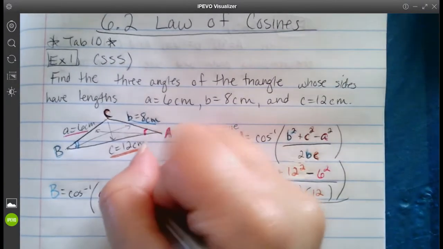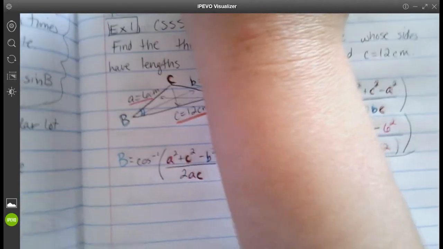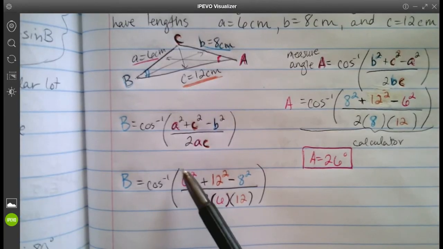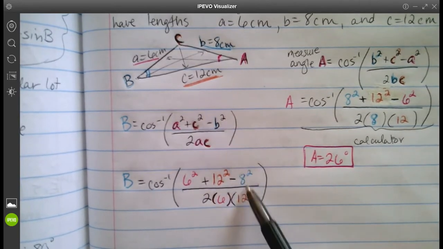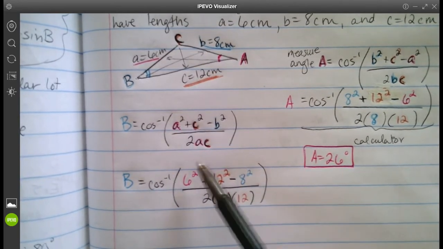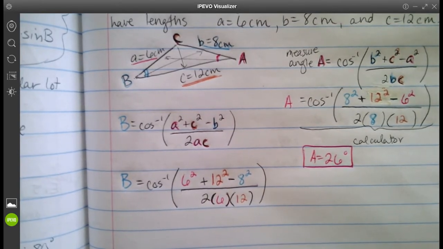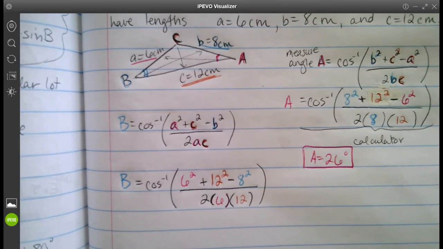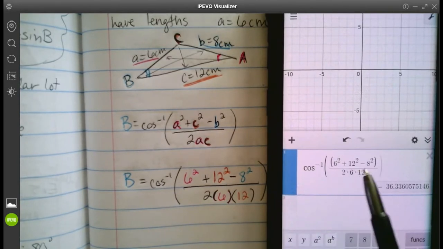So let's go ahead and do this real quickly. We have our formula. We're going to plug it in. Okay, so here we have the plug-in part. We have a squared, 6 squared, c is 12 squared, b is going to be 8 squared, all over 2 times ac, so 2 times 6 times 12. We plug everything into our calculator. So we have the inverse of cosine, 6 squared plus 12 squared minus 8 squared, all over 2 times 6 times 12, which comes out to about 36 degrees.